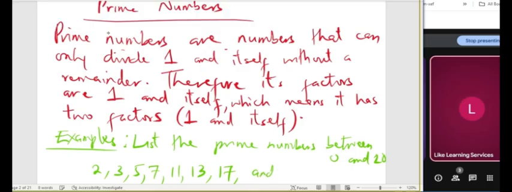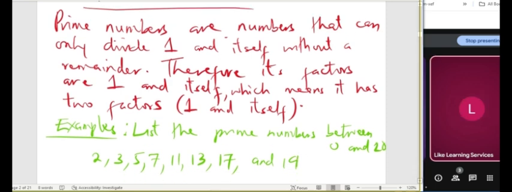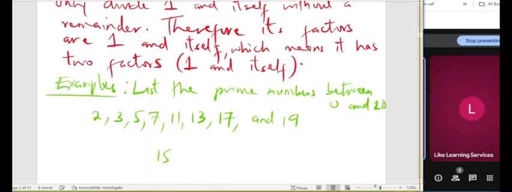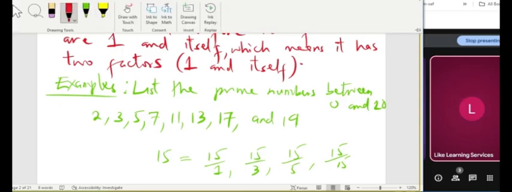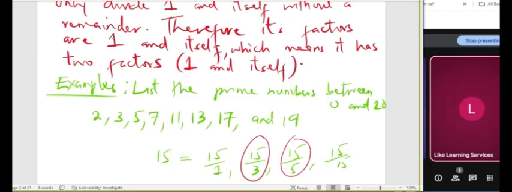Why is 15 not a prime factor? You can divide it by 5. Because 15 can divide 1, 15 can divide 3, 15 can divide 5, and 15 can divide itself. Since it can divide 3 and 5 apart from itself, it is not a prime factor, isn't it? Yes.